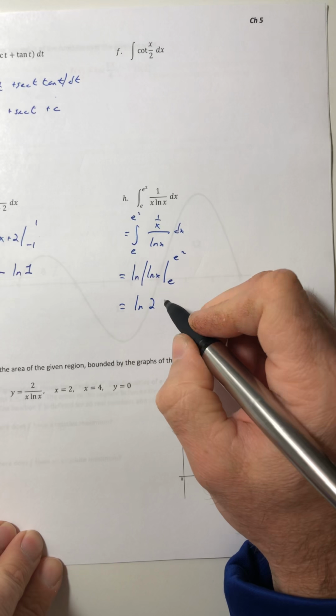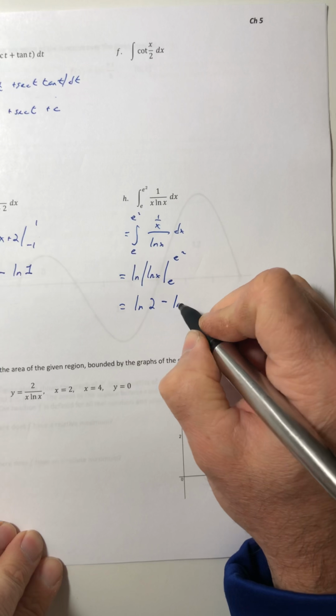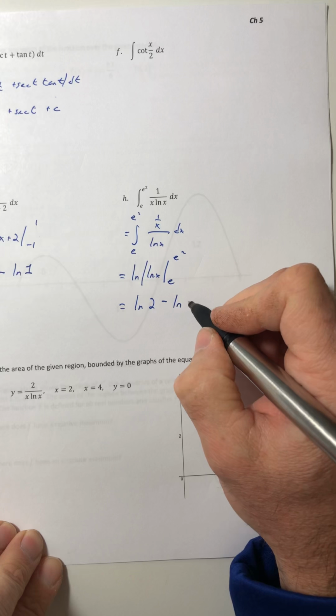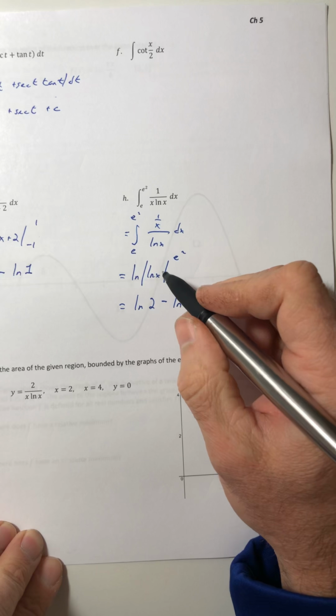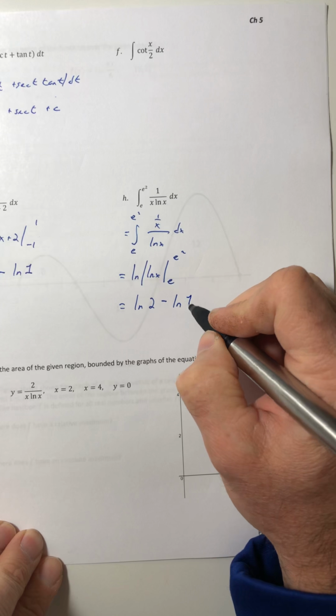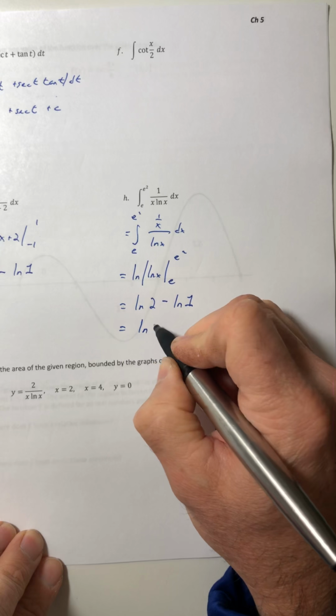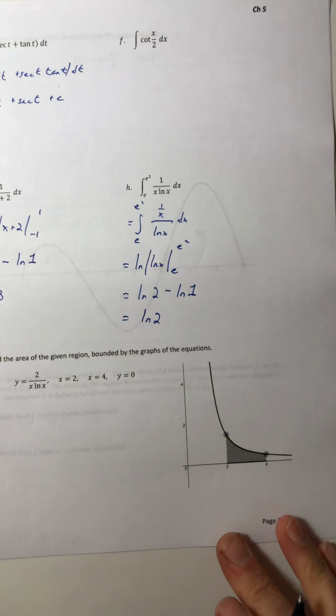So I have ln of 2 minus ln. Now I plug in the 1. Well, ln of e is 1. And ln of 1, that is 0 again. So we end up with ln of 2.